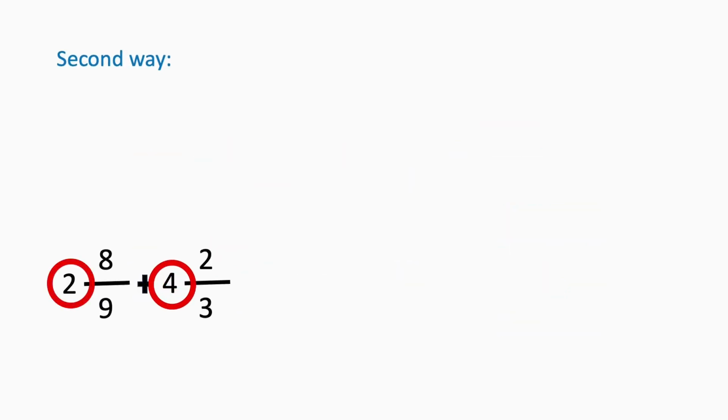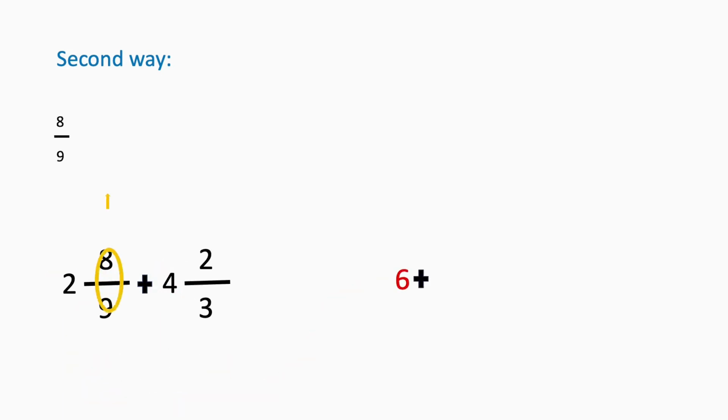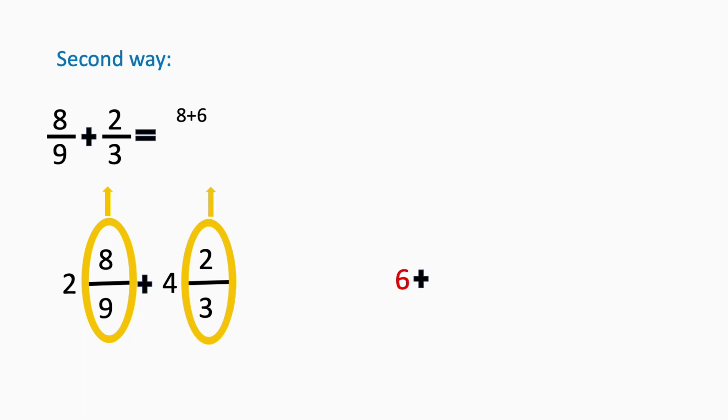By the second way, we can add 2 to 4, which will give us 6, and 8 over 9 with 2 over 3, which will be 8 plus 6 over 9 equals 14 over 9, or 9 plus 5 over 9 equals 9 over 9 plus 5 over 9. As you know, 9 over 9 is 1, so the result will be 1 and 5 over 9.